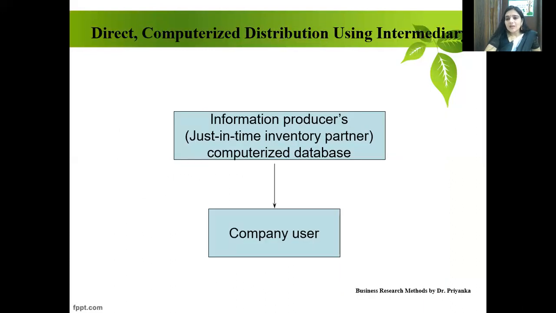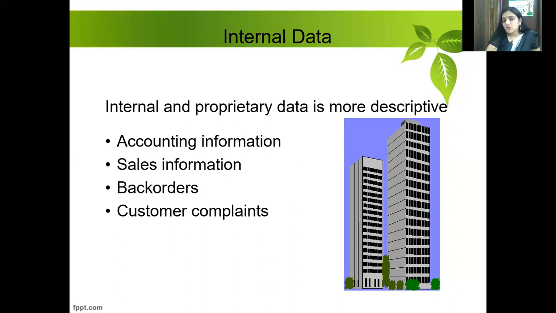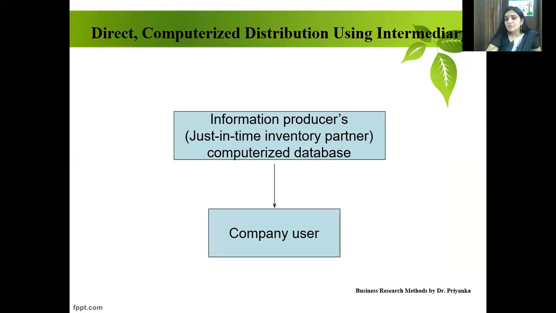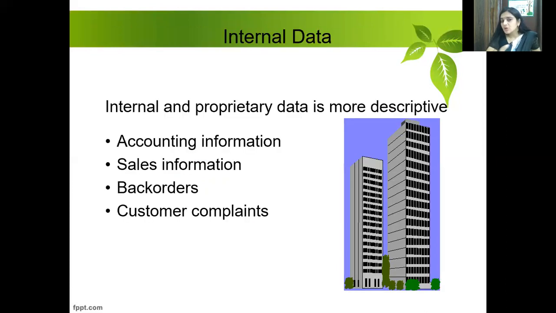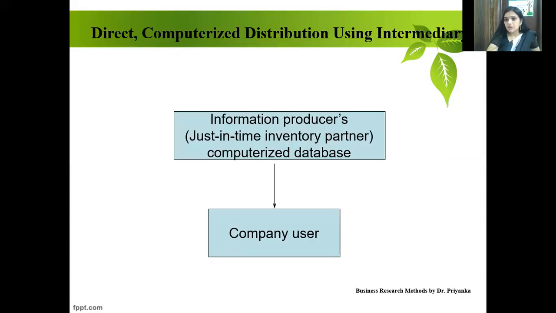These data can be, for example, back orders and accounting information. How would this be helpful to information producers like a just in time inventory partner? Computerized data can be used by the company. Whenever you place an order, you record that transaction in your accounting books, and that is helpful in just in time inventory. You'll know through that particular transaction that went to order.